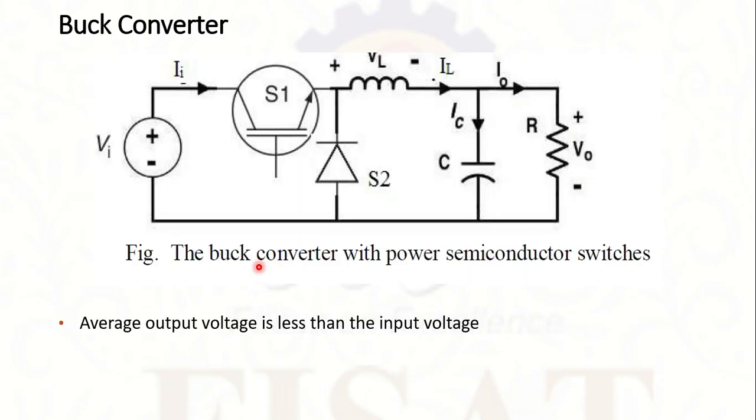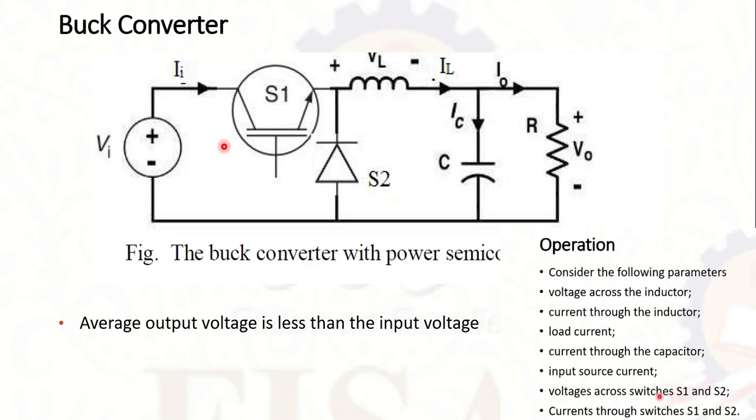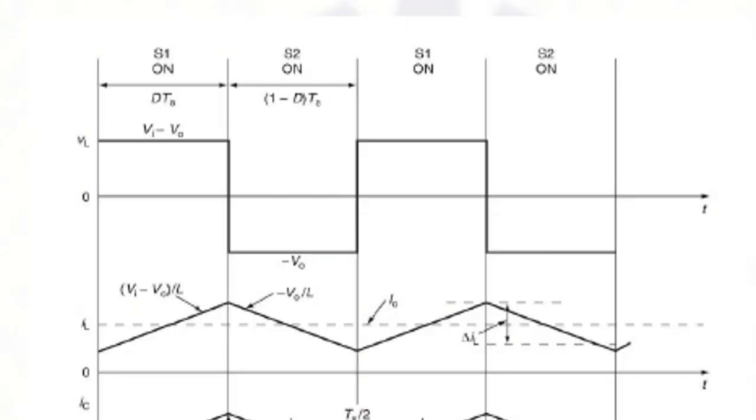So before we discuss the operation of buck converter, we have to consider the following parameters. They are voltage across the inductor, current through the inductor, load current, current through the capacitor, input source current, voltage across switch S1 and S2, and current through the switches S1 and S2.